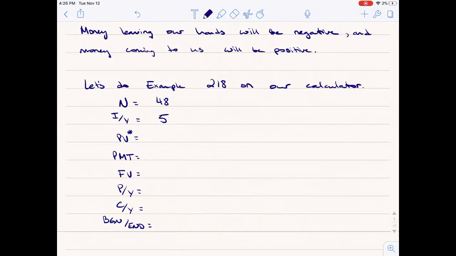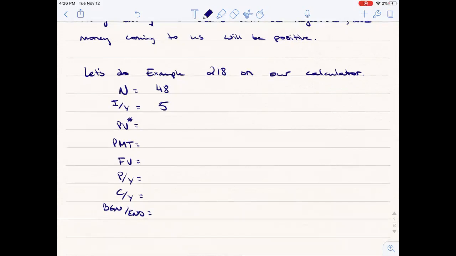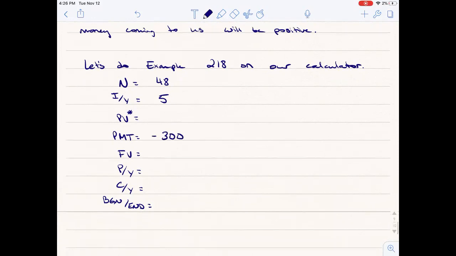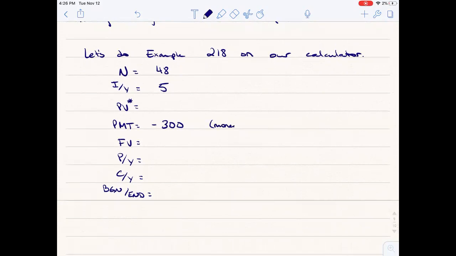So the present value, that's what I'm solving for, right? So I'm just going to put a little asterisk there. And now for the payment amount, I know the amount is 300, but I have to imagine whether it's leaving my hands or coming to me. If I'm paying off a loan, then I'm making payments of $300. I think it was $300, yeah. And so it's going to be negative 300. Money is leaving my hands, and so it's negative.